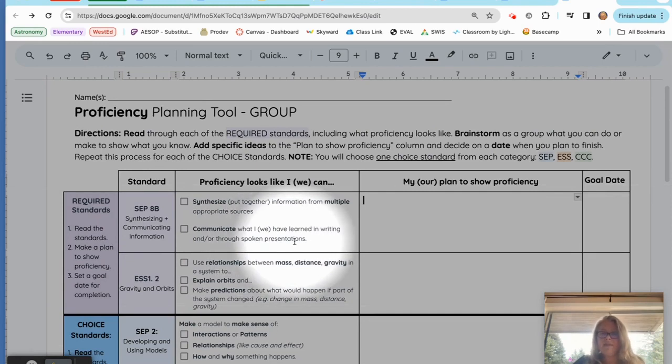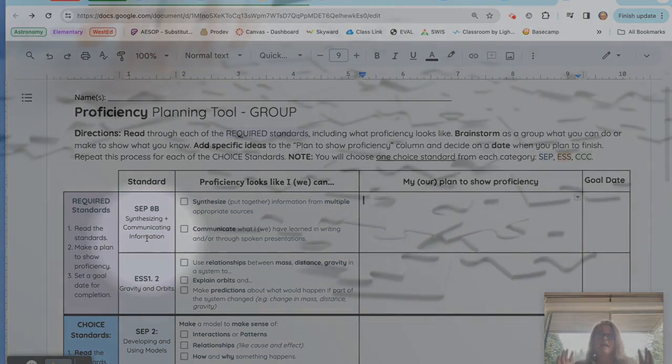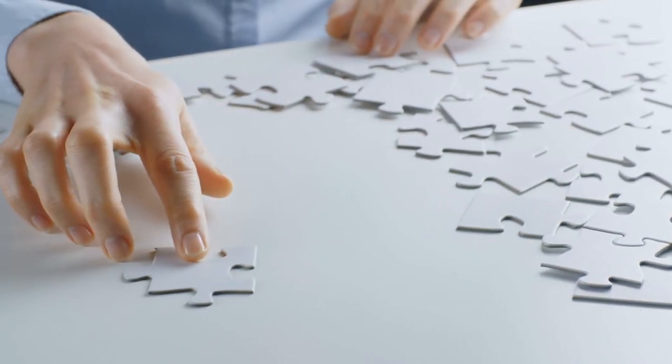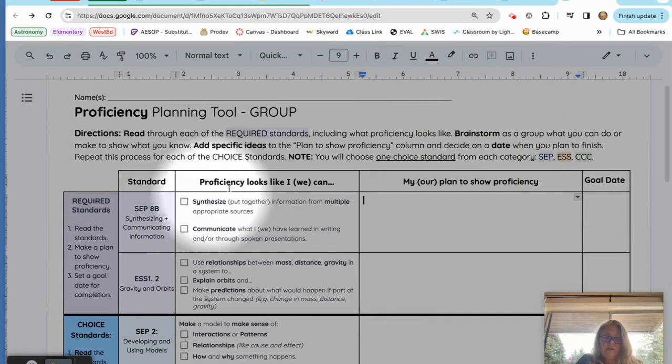So let's take a look at what this might look like to complete this. For example, the first required standard is synthesizing and communicating information. That basically just means being able to take a lot of information, put it together, and be able to say something that makes sense. So if you look at what proficiency looks like, you'll see that there are 2 bullet points. The first one is to synthesize or put together this information that came from multiple sources and then communicate what you've learned in writing or in speaking.